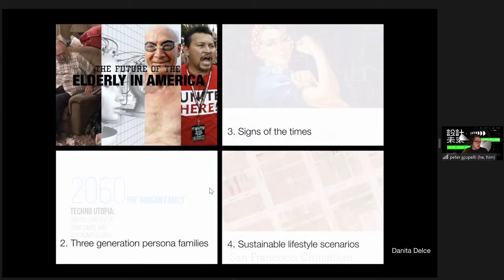Danita focused on techno-utopia with robotic caregivers, bionic limbs, and autonomous cars.